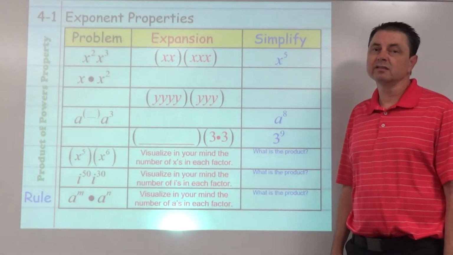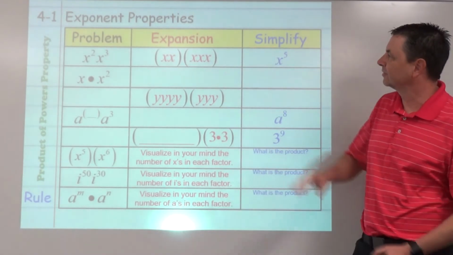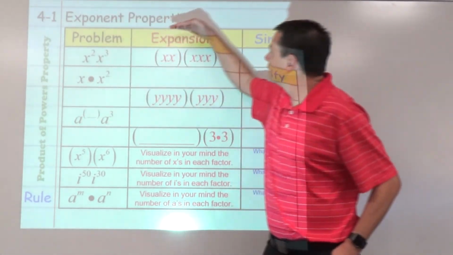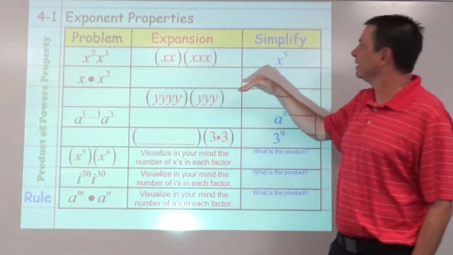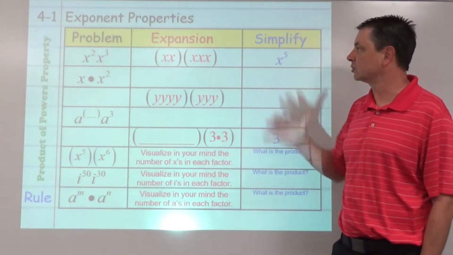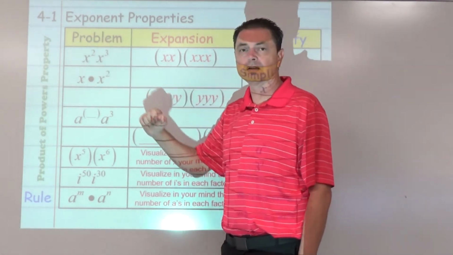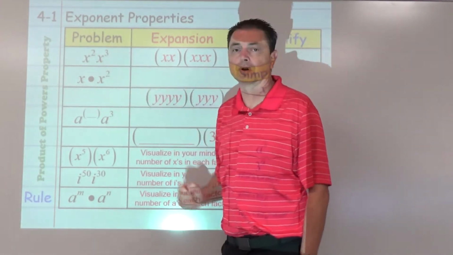Welcome to Hartman Math. This is lesson 4.1. We're looking at exponent properties. So we've got a problem, how we would expand it through expansion, and how we simplify to get our answer. So for example, just the first one, x squared times x to the third.